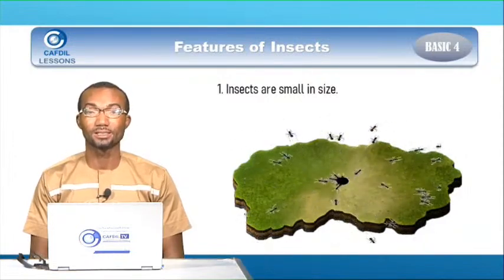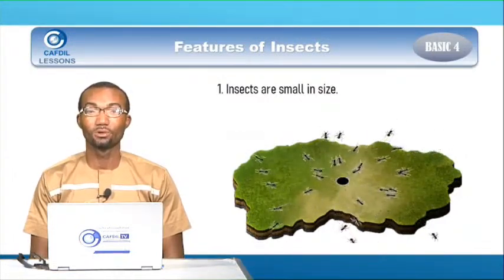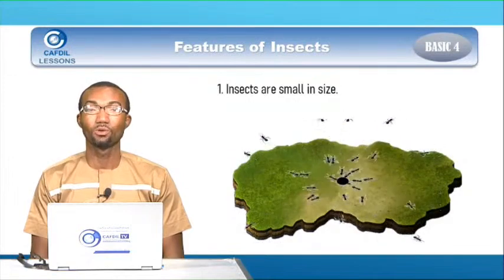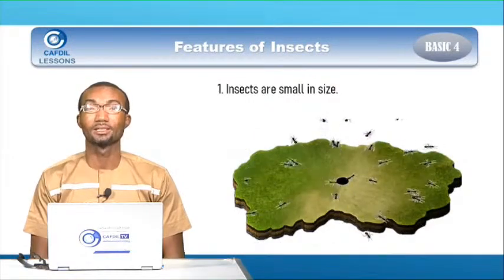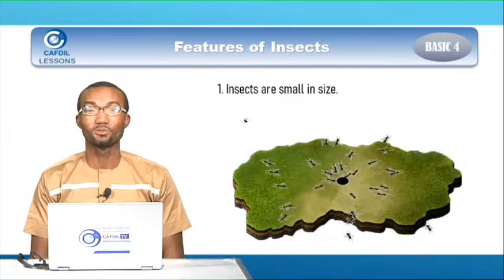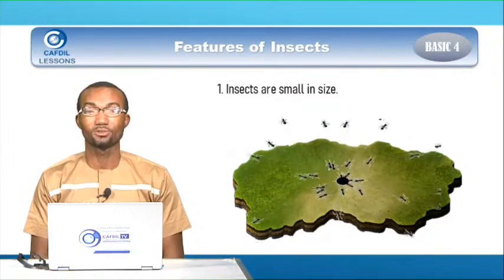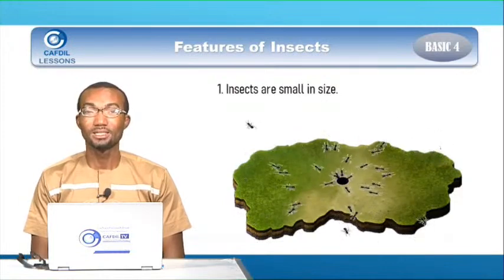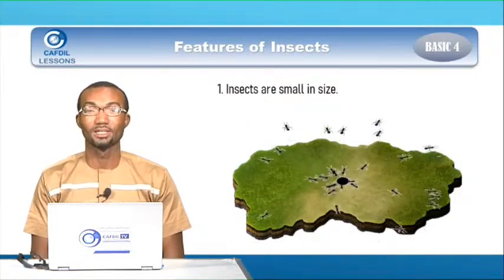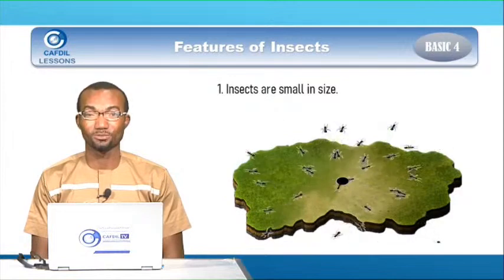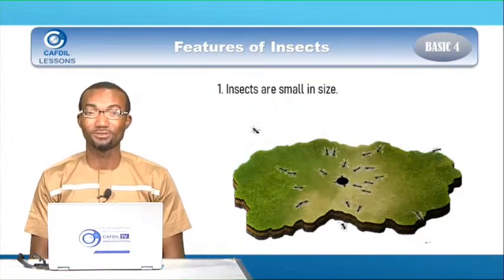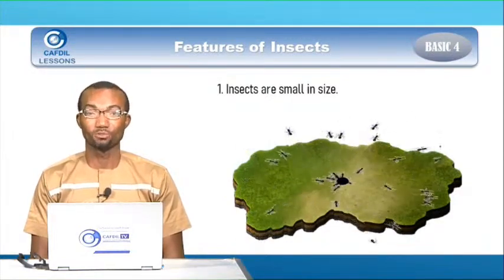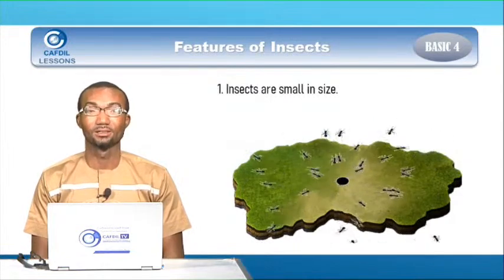So look at the ants. They normally like living in holes, and the home for ants is called an anthill. See, they are very small in size. Very, very small. Compared to the sizes of other animals, insects are small in size. So that is the first feature.